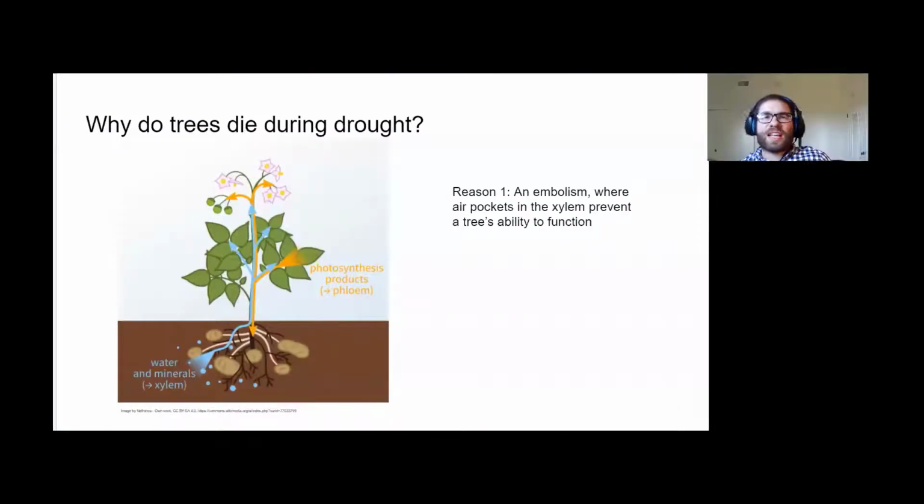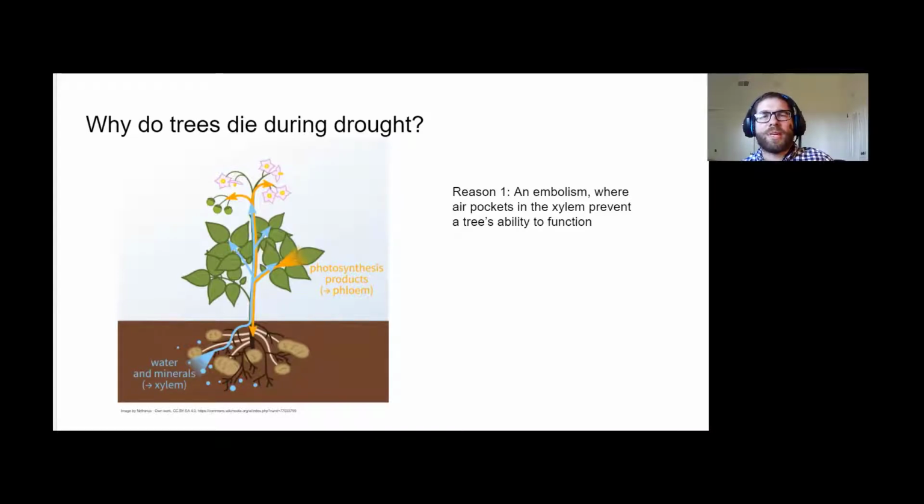So if we're going to detect tree death and stress during drought, I think a logical place to begin is to ask the question, why do plants die during drought? Today, I'm going to focus on two main biotic causes of death, putting aside things like fire and human causes of death during drought. So the first major cause of death is an embolism.